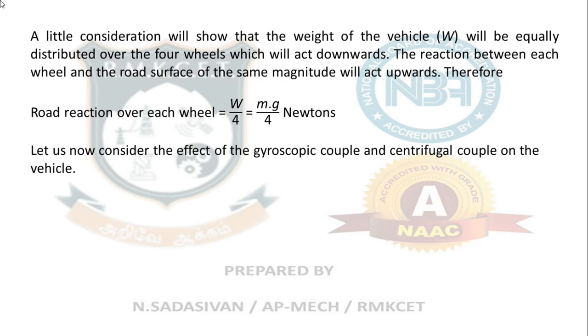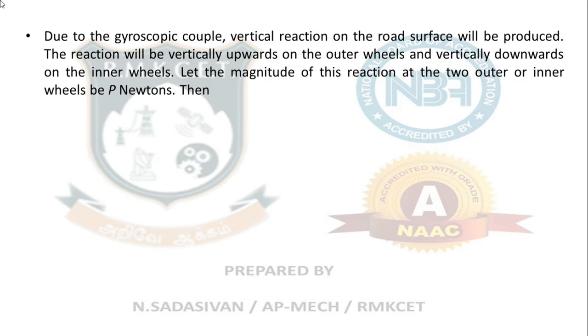Let us now consider the effect of gyroscopic couple and centrifugal couple on the vehicle. We are going to consider them separately. There are two effects that are going to happen. We'll see it in detail. Due to gyroscopic couple, a vertical reaction on the road surface will be produced. The reaction will be vertically upwards on the outer wheel and vertically downwards on the inner wheel. Now, why do we say this? How does this happen? Vertically upwards on the outer wheel, vertically downwards on the inner wheel.